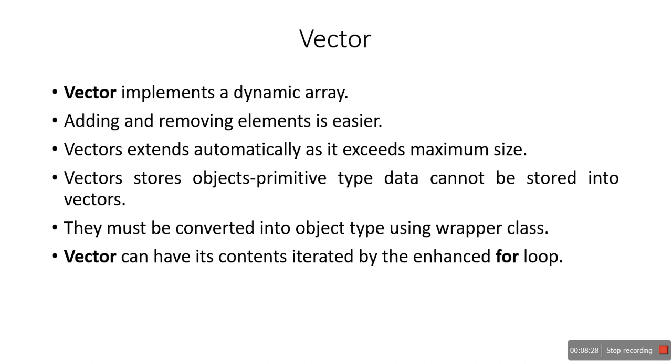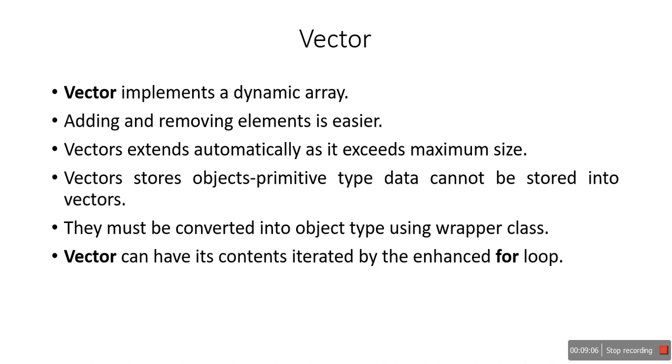Next, a vector stores objects. This means every element we store in a vector is treated as an object. Even if you store any integer values, char values or string values, all are considered objects. They must be converted into object type using a wrapper class. A wrapper class is used to convert a primitive data type into an object type.